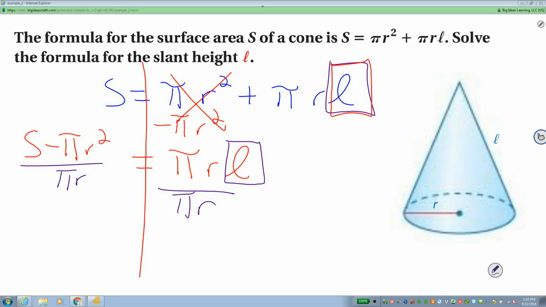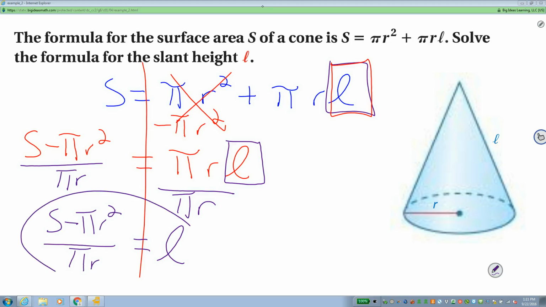Are any of our terms exactly alike here? Now remember, this term up here is pi r squared. This is just pi r. So we leave it just like that. That is it. We don't have to mess with it. We don't have to change anything. So L now equals S minus pi r squared divided by pi r. We just rewrote this formula for L. All right? Any questions on that?